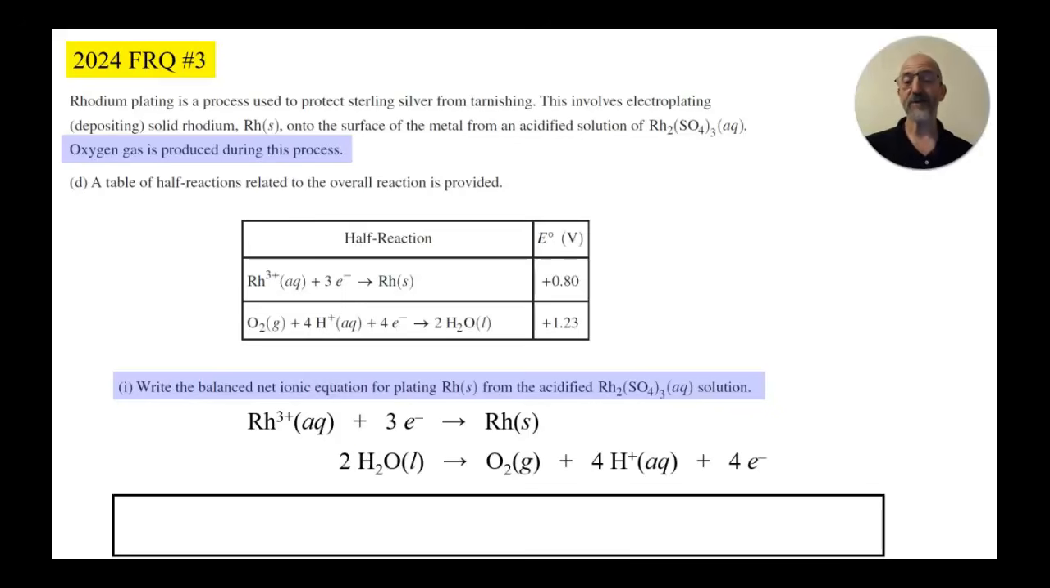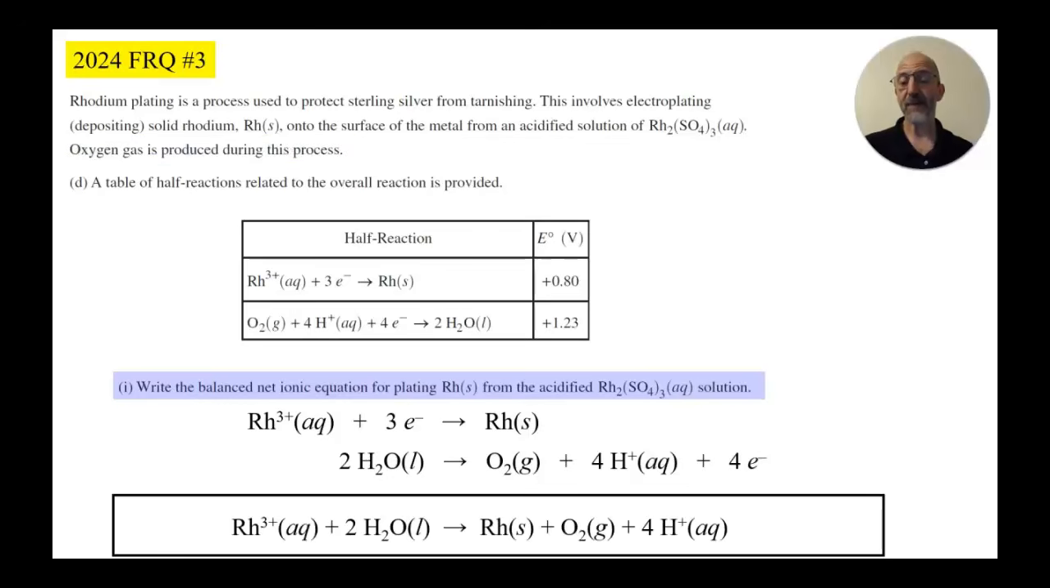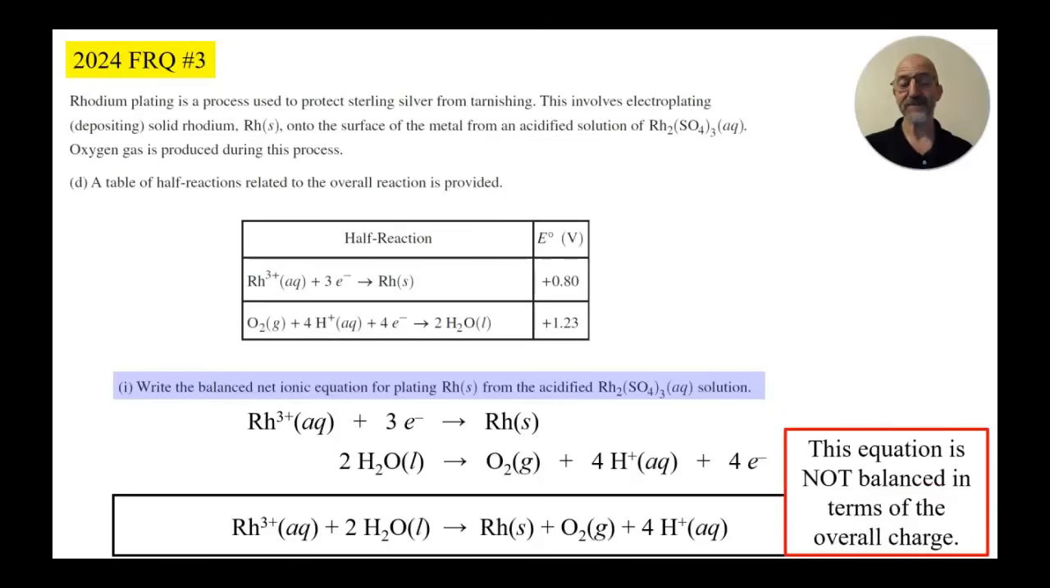So I looked at the first half reaction in the table and I did nothing to it. The second half reaction, I reversed it so I could get oxygen gas produced. I'm going to add them together and oops, that is not correct. What I did was I completely ignored the electrons. So what's wrong about that? This equation is not balanced in terms of the overall charge. So I see +3 on the left and I see +4 on the right. So I'm going to go ahead and take care of those electrons. Now 3 and 4, if I could get those to be 12, that would be great. So right now I have 3 electrons that are gained in the first half reaction.